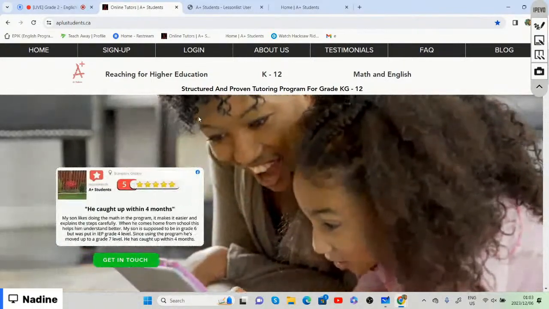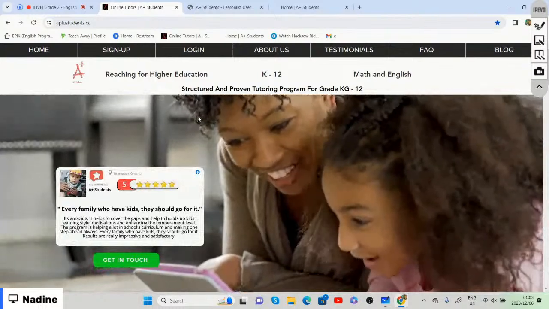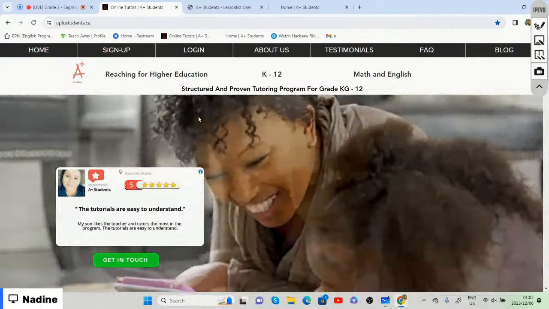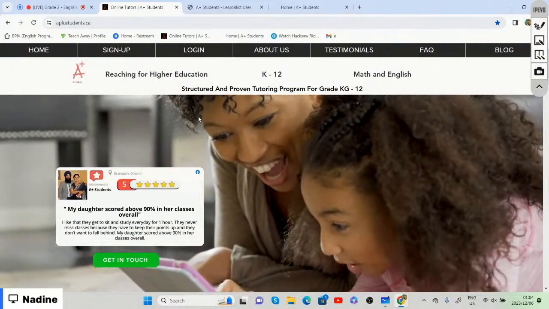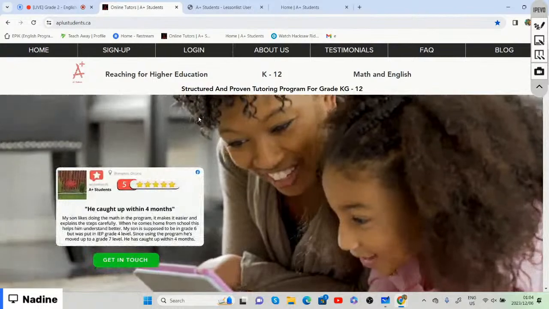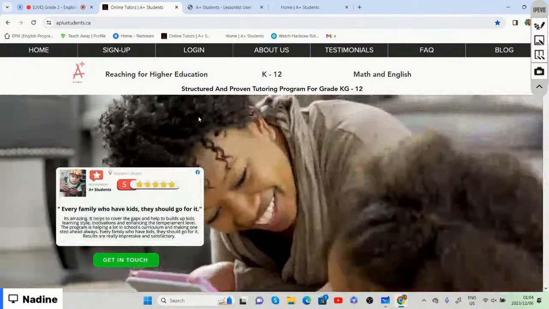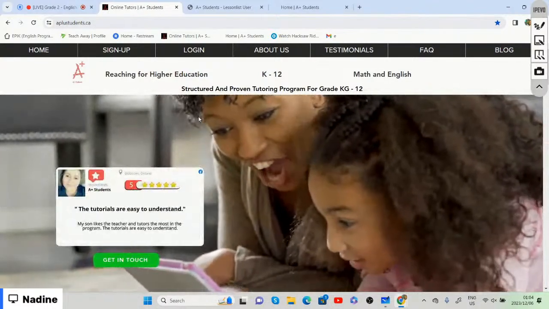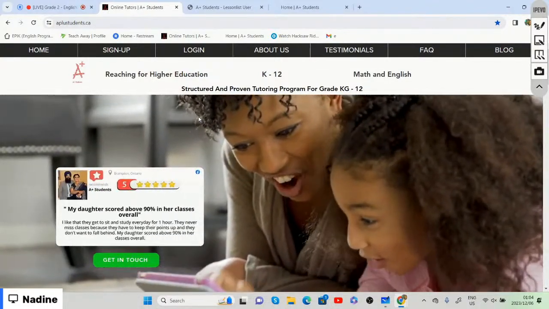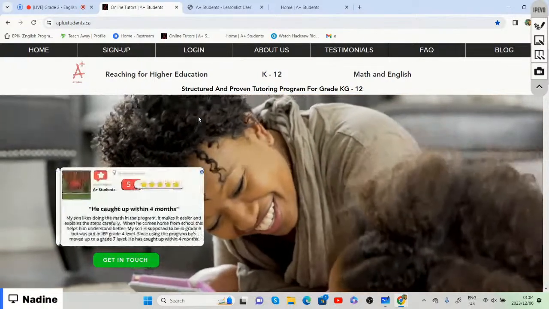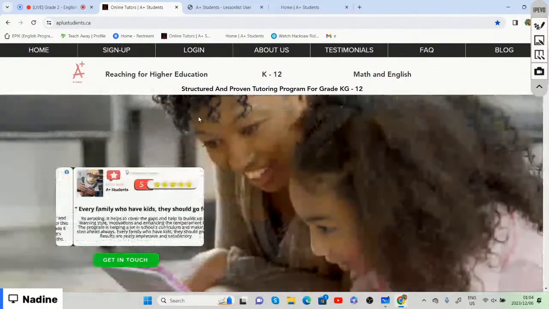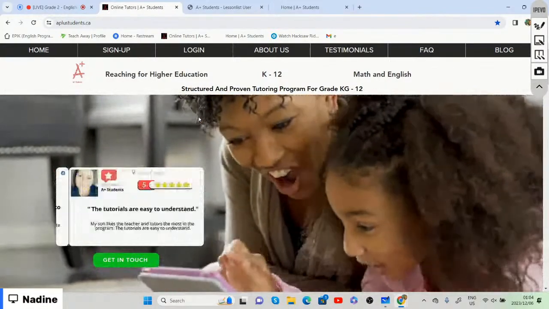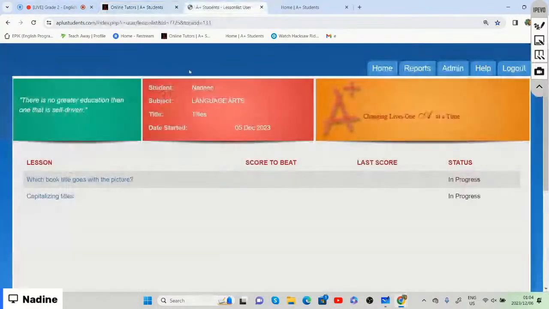Once we've logged on to aplusstudents.ca with our username as well as our password, we're going to select the subject of language arts and then grade 2. Then you're going to scroll down until you get to the chapter of titles.